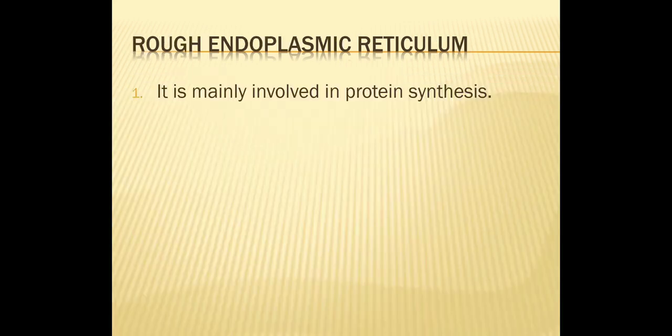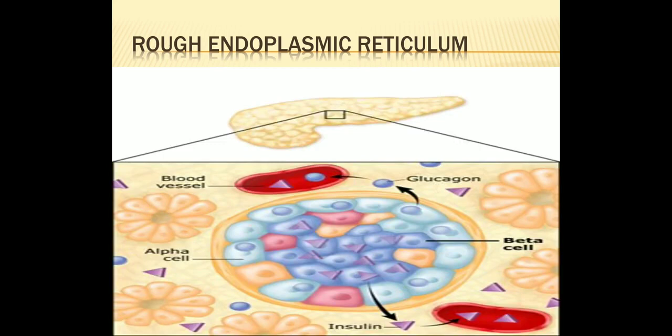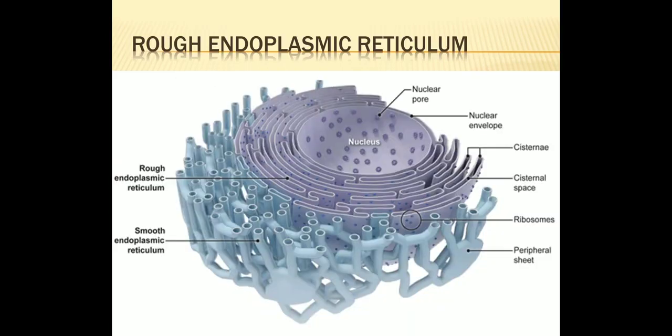Then if we talk about rough endoplasmic reticulum, you will find it is mainly involved in protein synthesis as it contains ribosomes. The best example is pancreatic cells, and pancreatic cells that secrete insulin are the best example. Here you will find the proteins formed are secreted by ribosomes attached to rough endoplasmic reticulum and are called secretory proteins. These proteins get wrapped in a membrane that buds off.